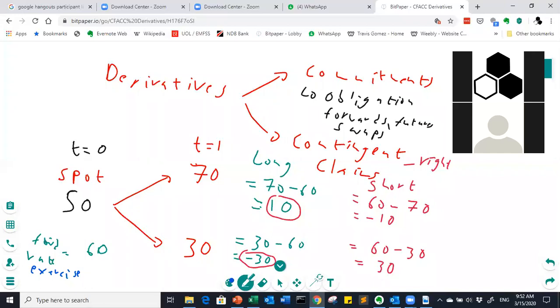So let's say it's the same price, 60. We call it the exercise price. Sometimes they call it the strike price. And the notation they use for that is X.